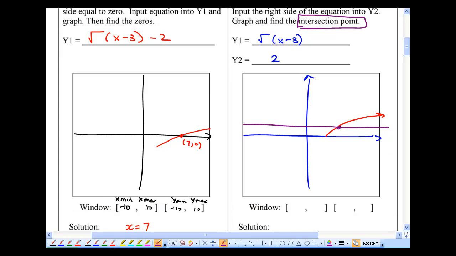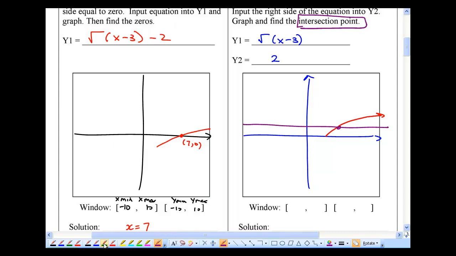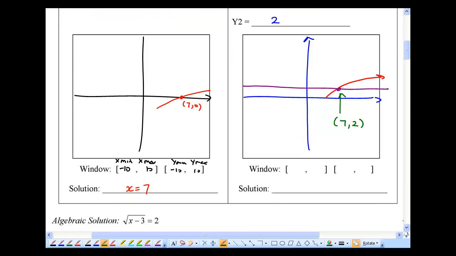So on the calculator, for the intersection point, that second calc, choose number 5. It asks you for the first curve, so move your cursor to be the first curve, which is the square root function. So there it is, okay? And then the second curve is my line. There it is. Take a guess. And boom, 7, 2. There is your answer. So the intersection point here is 7, 2. And once again, the solution, I'm just looking for the x value, so it's 7.